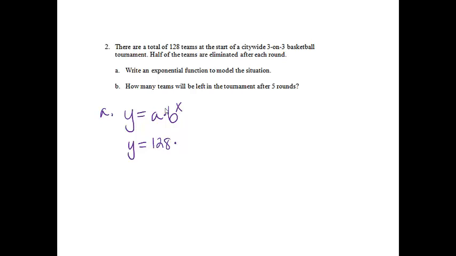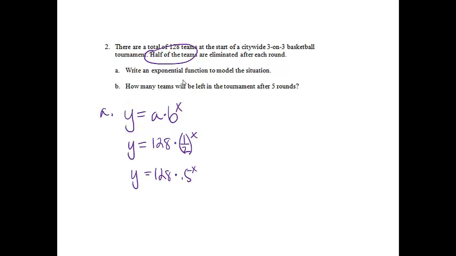128 times b, which is the growth rate. Half of the teams are being eliminated, so we're only going to be left with half, and then to the x. And if you would prefer, you could rewrite this as 128 times 0.5 to the x. It doesn't matter, you can take your pick.